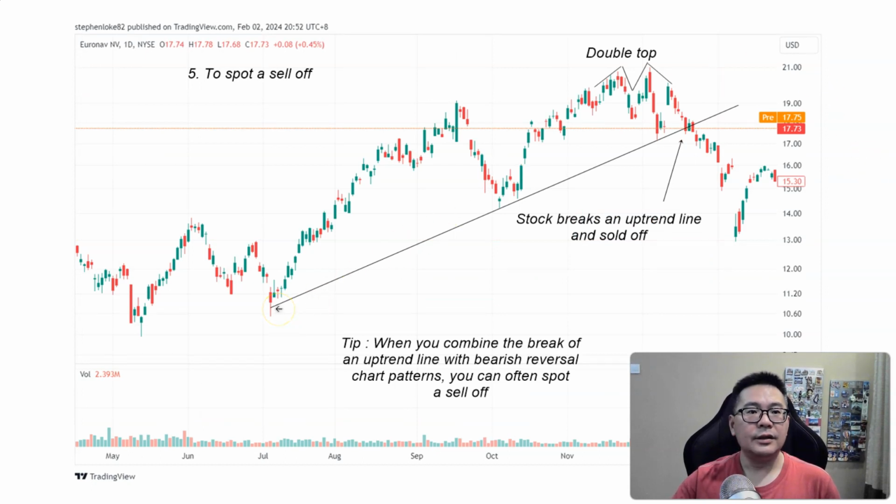Now this Euronav dropped below an uptrend line, but before that it formed a double top. So when it broke below the uptrend line, it sold off rapidly. It actually also gapped down to 13 bucks. So the tip here: when you combine the break of an uptrend line with bearish reversal chart patterns, you can often spot a sell-off. So learn to combine the break of an uptrend line with bearish reversal chart patterns.